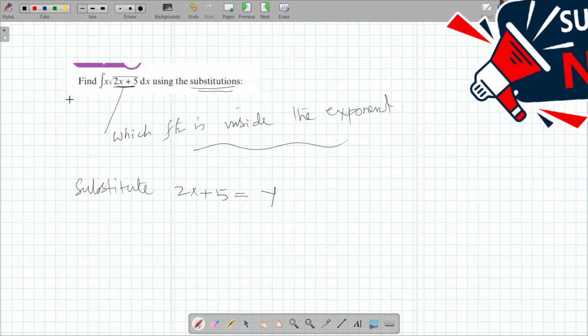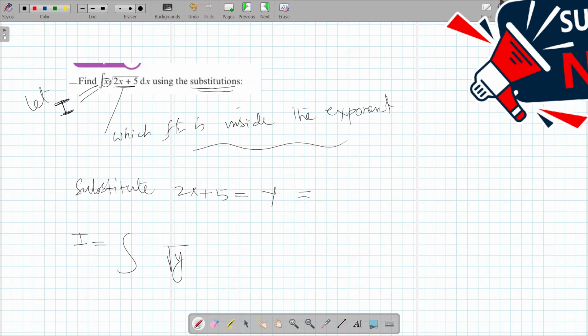Let's take it y. In these substitution methods, we usually take our integral equal to some variable, say I. So we suppose this integral is I. After substituting this, I will be what? So we can replace 2x plus 5 equal to y. What about x? We are changing every x to y.